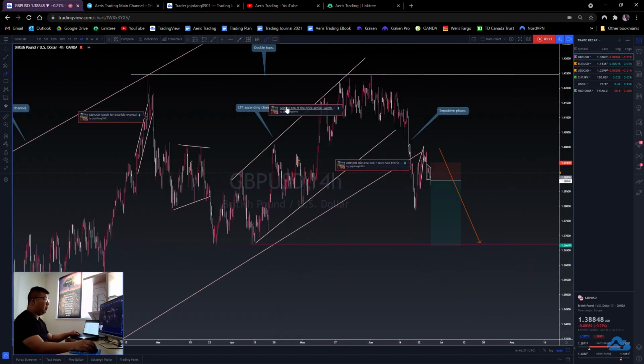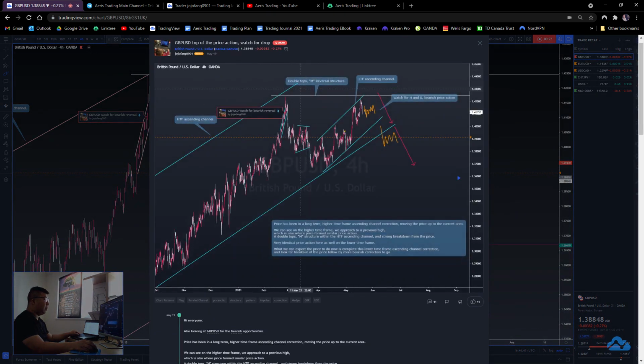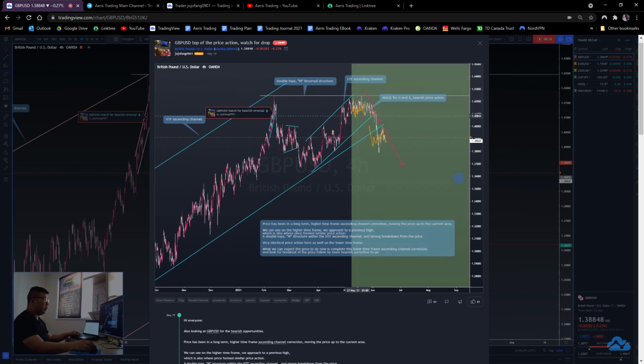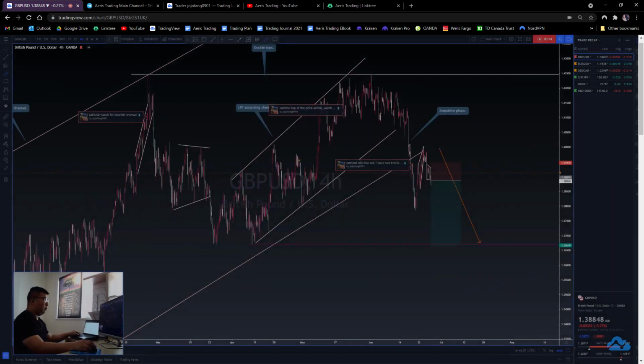But starting with pound dollar, I want to go over pound dollar. It's the only position I'm currently running. So pound dollar here, as you can see, this kind of a double top on the higher time frame, and we have this ascending channel pushing the price up. Last week we had that really strong dollar push down from the price, and pretty much looking for a continuation kind of price action to push down the price lower.